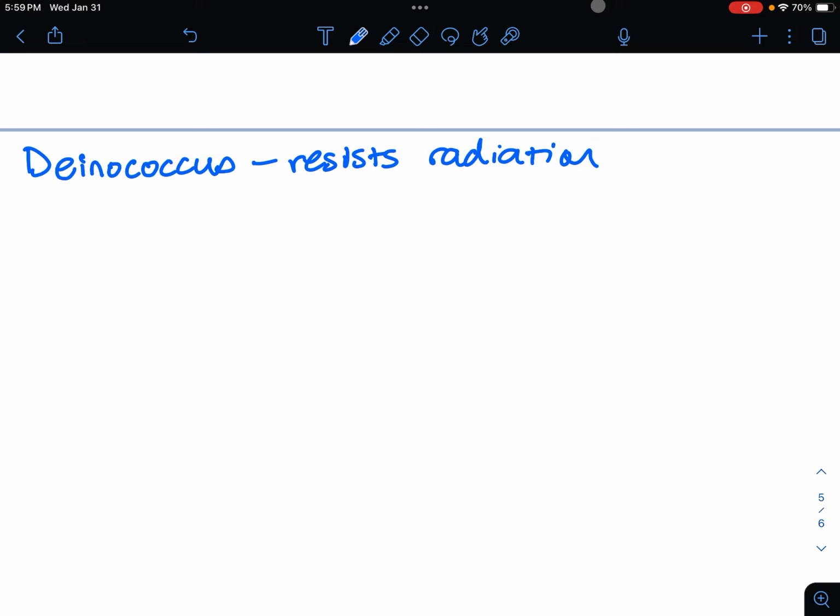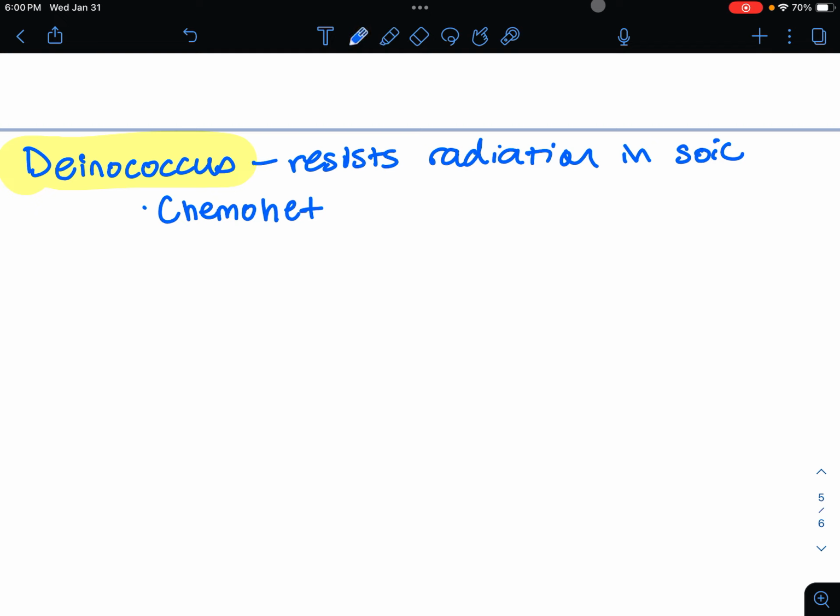It's a chemoheterotroph, and it's found in soil, ground meat, and dust. So I'm just going to say soil and chemohet. All right, that's the first species here.